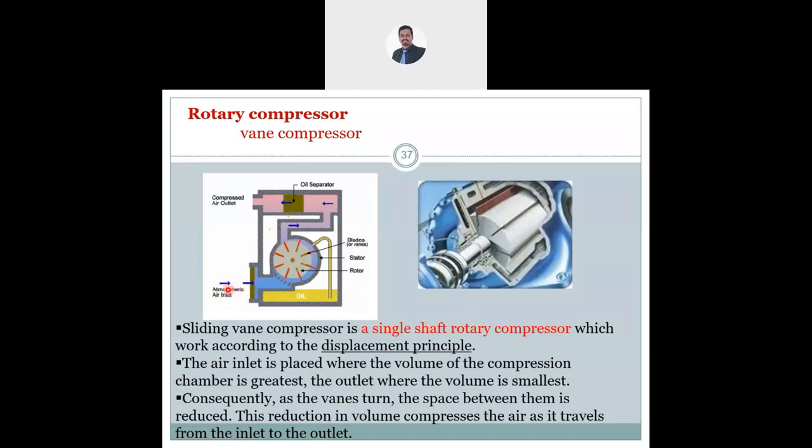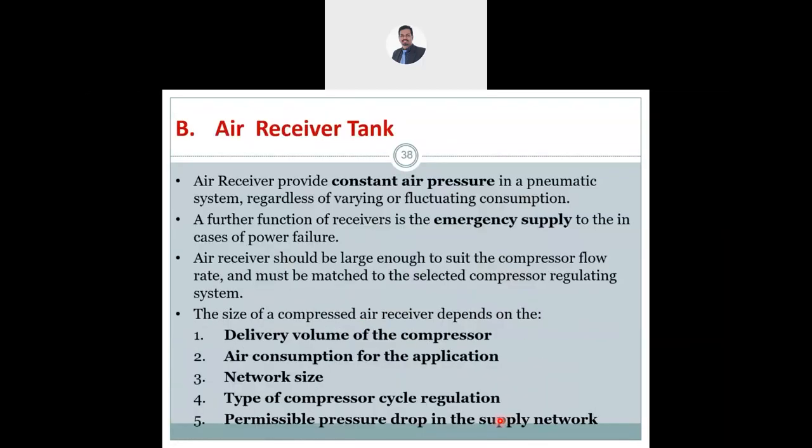Okay, so the atmospheric air enters, the vane will move and it will start to compress based on the movement. If you look, the vane is smaller compared to the frame. So when it moves, there is some mechanism to compress the air, then the compressed air will go up. You can read here, I think it's important: the space between them is reduced, and the reduction in volume compresses the air. So after the volume is reduced, compression will happen.